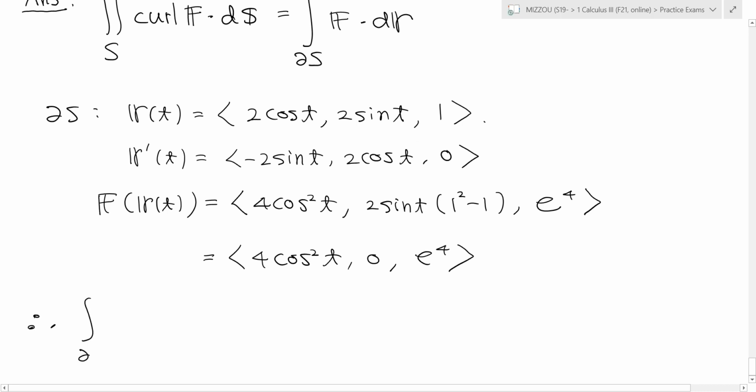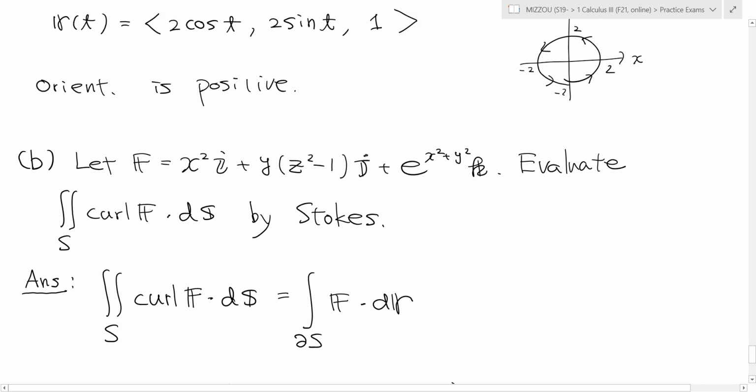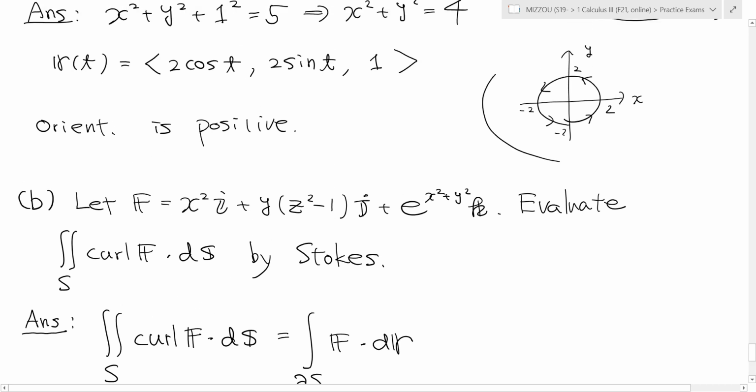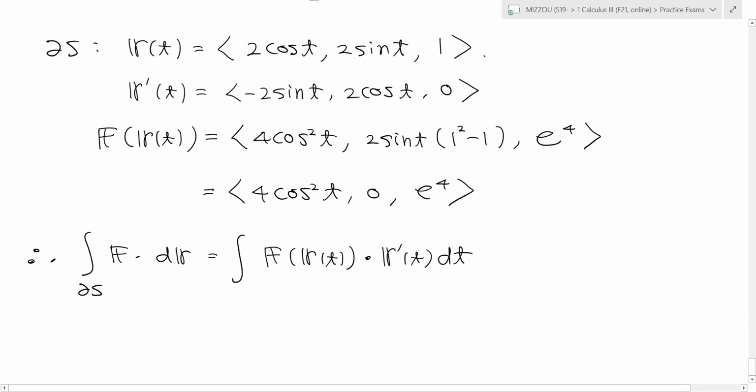Therefore, the integral of F dot dr is the integral of F of r of t dot the derivative dt. Now, what are the limits for t? If you look at the boundary from above, it's a circle, and t corresponds to the angle, since we are using t as the angle here. So it's from 0 to 2 pi. You just go around the circle.